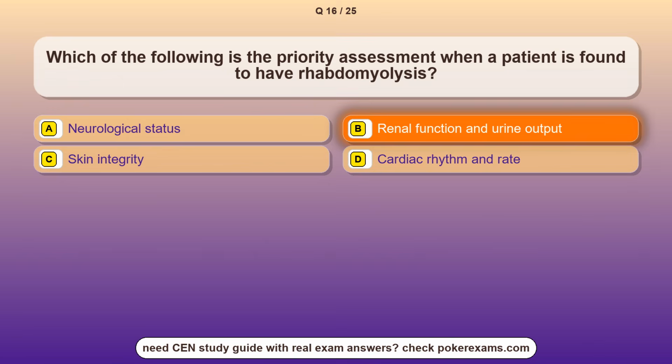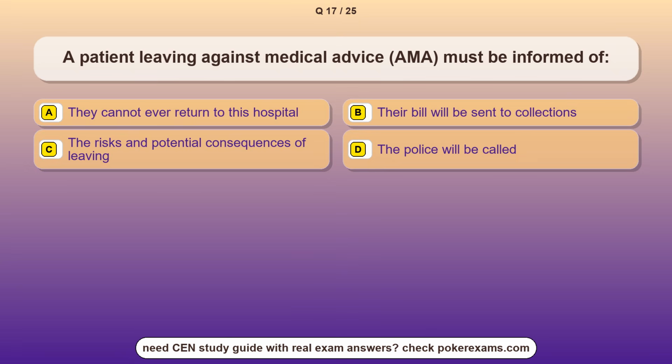The correct answer is option B, renal function and urine output. Question 17. A patient leaving against medical advice, AMA, must be informed of: Option A, they cannot ever return to this hospital. Option B, their bill will be sent to collections. Option C, the risks and potential consequences of leaving. Option D, the police will be called.